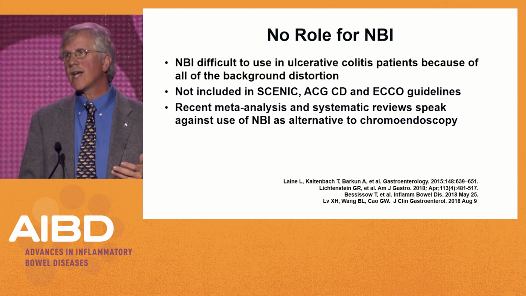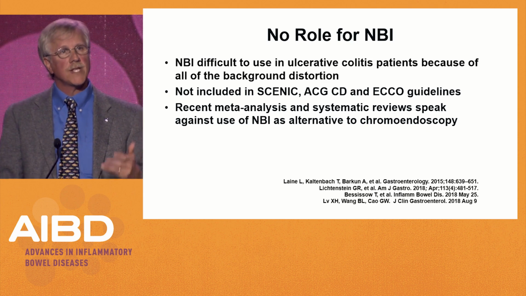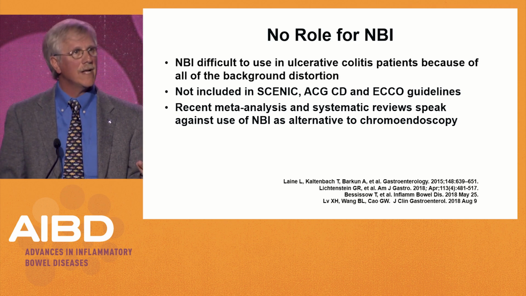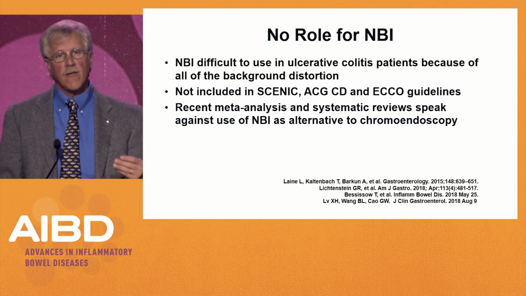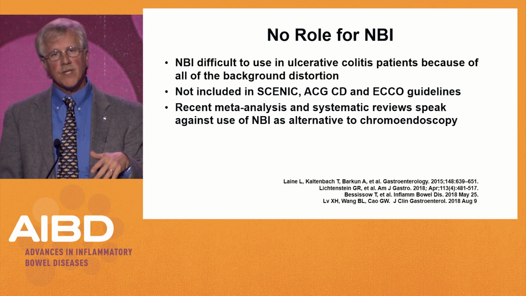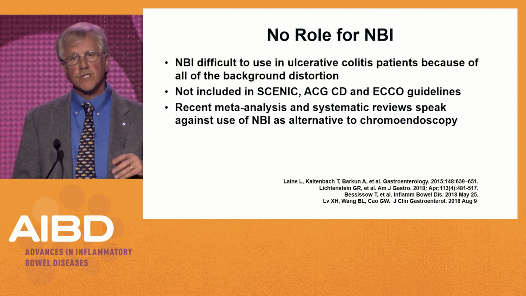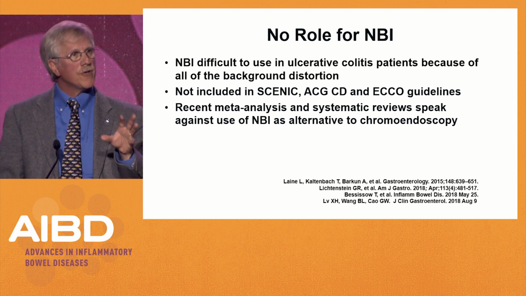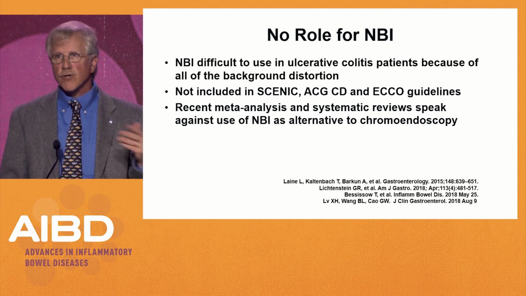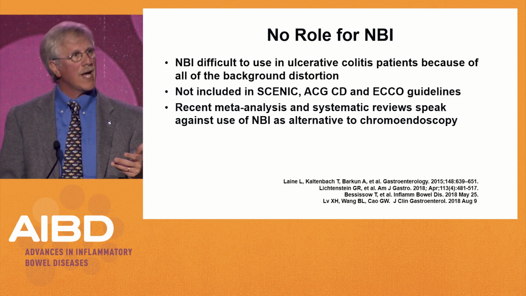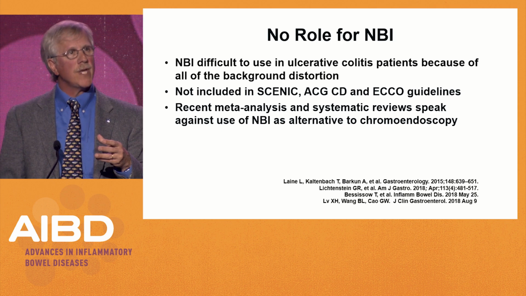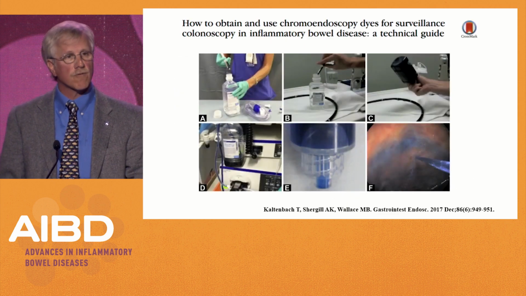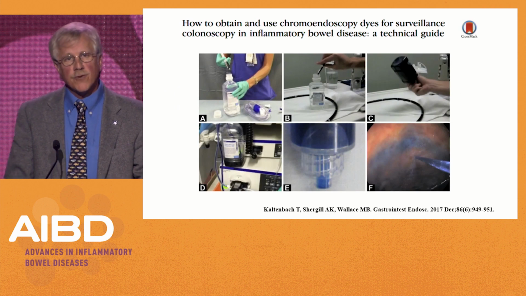Anyone who does endoscopy in a patient with active ulcerative colitis and turns on narrowband will see that the image turns black because of the hypervascularity. And again, it's not recommended in the SCENIC, ACG Crohn's disease, and ECCO guidelines. Now, that doesn't mean that if you see a lesion and you're trying to define it, you can't certainly turn on and use your NBI. However, you can't use NBI to go up and down the right colon and say that you're doing it as an alternative to chromoendoscopy. So how do you do chromoendoscopy?